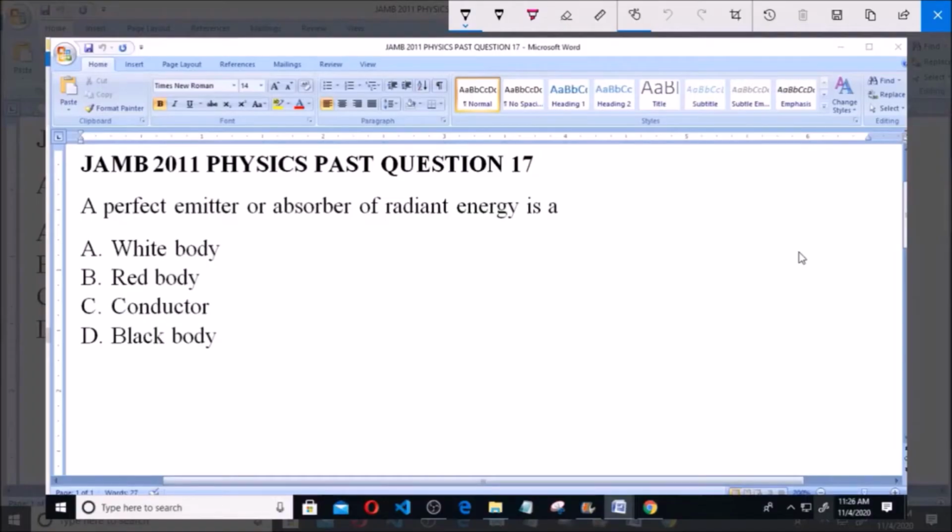And welcome. I will be answering JAMB 2011 Physics Past Question 17. A perfect emitter or absorber of radiant energy is: A. White body, B. Red body, C. Conductor, D. Black body. Now, you have 4 options given to you, and you are asked, what is the best way to describe an object which is a perfect emitter and absorber of radiant energy?